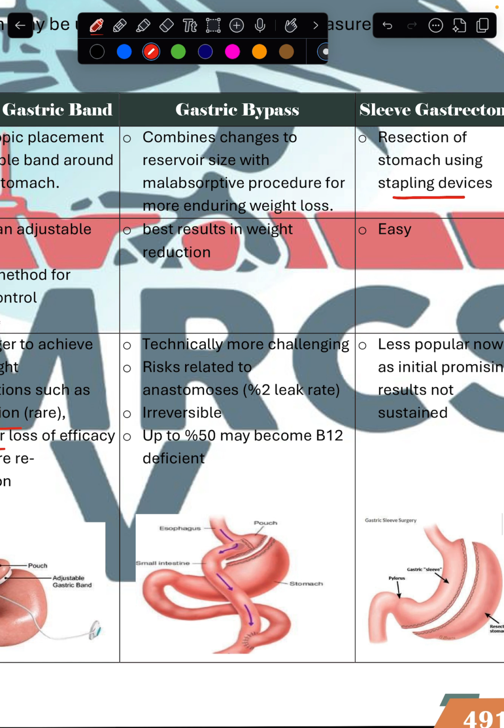So gastric bypass is done. This is Roux-en-Y. Here you are clamping and cutting, then making a small pouch, and the Roux limb has to be attached here, so whatever food passes goes directly down, and this other limb carries the duodenal and pancreatic secretions. The best result in weight reduction is Roux-en-Y. Technically it is more challenging. Risk related to anastomotic leak is 2%. 50% may develop vitamin B12 deficiency.